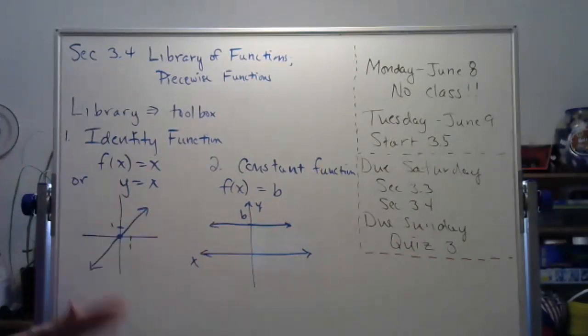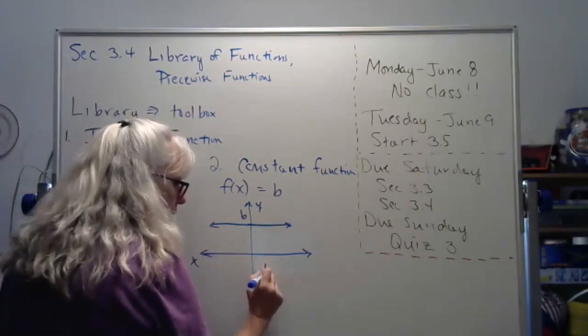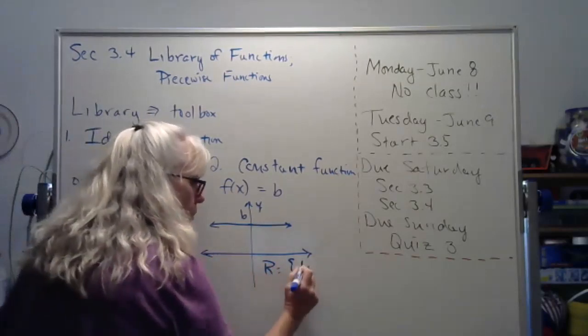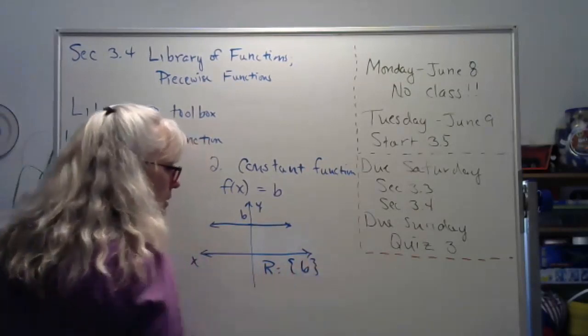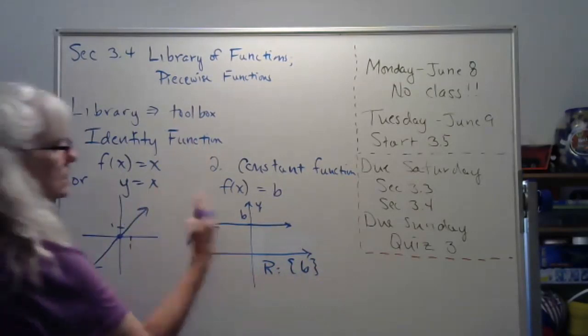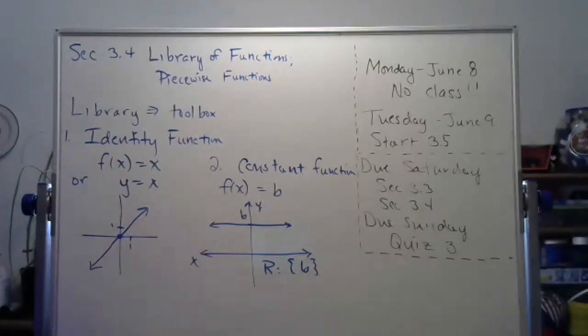You'll notice they're both functions because they both pass the vertical line test. In terms of its domain, it's all real numbers. Its range is just that single value at b. So if you were to write the range for this function, you literally would use just set notation with whatever the number is in braces because it's a single value. It's a constant function. It is even because it folds across the y-axis, so it has symmetry to the y-axis.